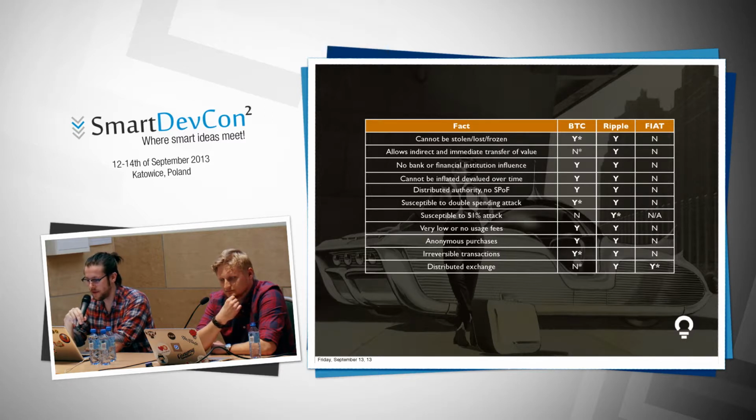Very low or no usage fees, of course. As we said before, fiat is probably something like 1 or 2%. They always take 1 or 2% of your money from you. And BTC and Ripple may be free. If you want the transaction to clear faster in BTC, you can pay. Anonymous purchases. So this is quite complex again. There is no anonymity in fiat. There may be anonymity in Ripple if you try hard. Yeah, and in Bitcoin, not without additional effort.